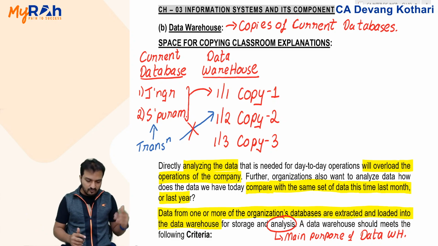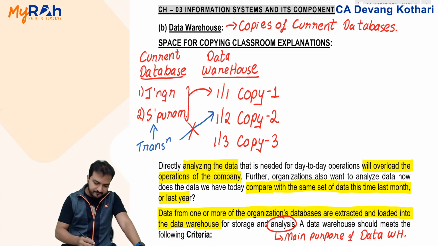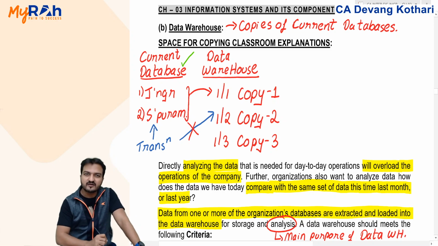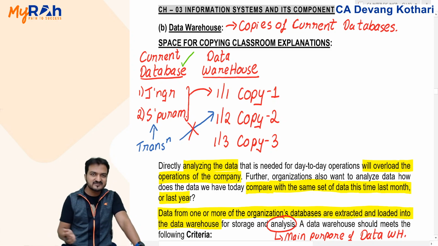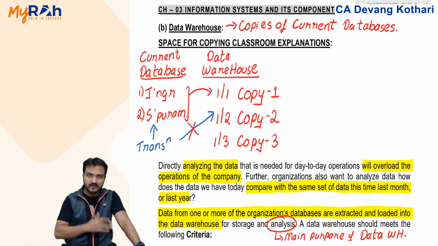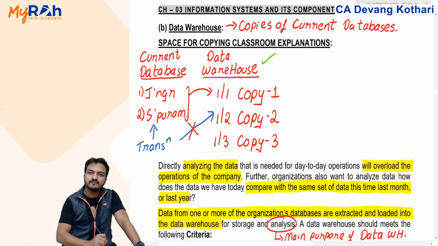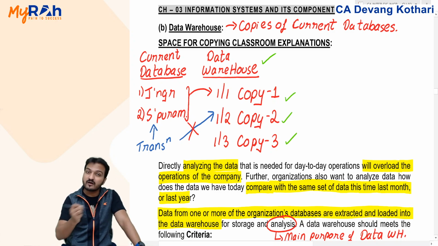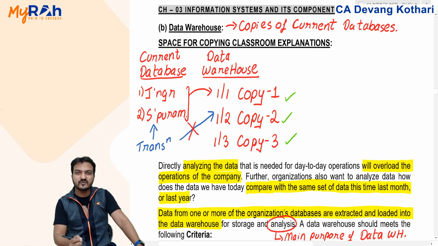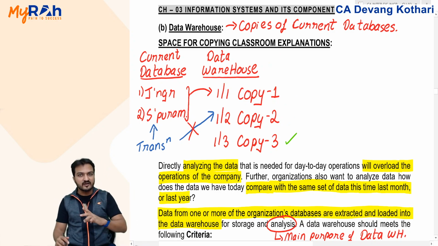I'd given you an example like this: I have my current database wherein all my transactions are being recorded. Say I have current databases at 2 different places, Jayanagar branch and Seshadripuram branch. Now the data warehouse will contain copies from my current database.